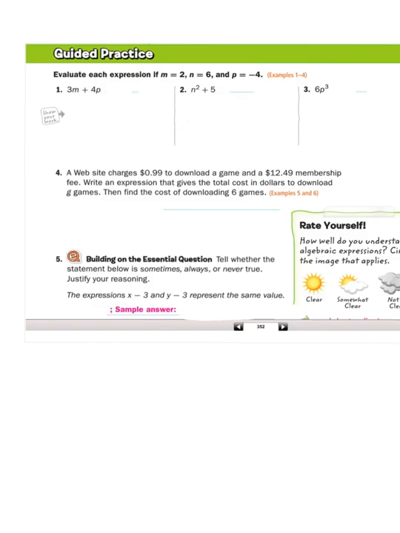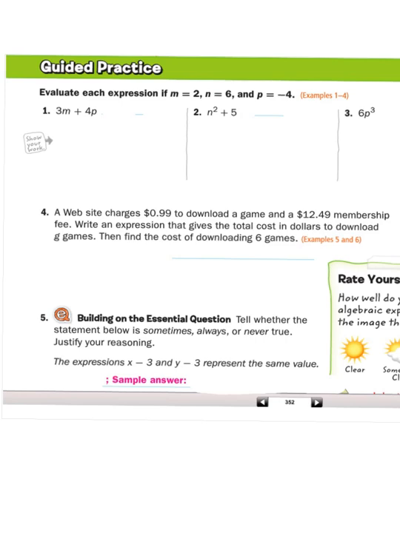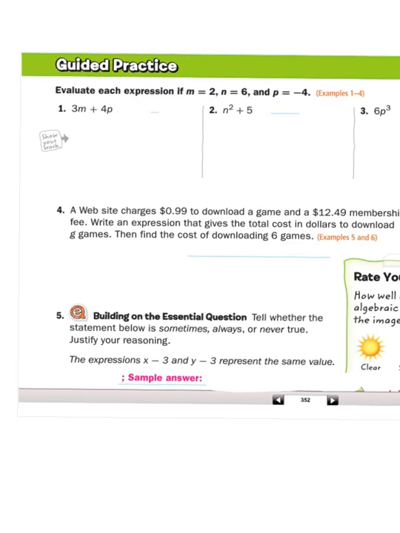Okay, so now what we need to do is we're going to look at these problems here. Now what we see is 1, 2, and 3, those are the ones we're going to focus on. What they've asked us to do is evaluate each expression if m equals 2, n equals 6, and p equals negative 4. This is something you've already been taught, but you're going to need to know how to do this evaluation when we talk about two equivalent expressions, because we want to take those two equivalent expressions and evaluate them by using a number. So we're going to practice this evaluation.